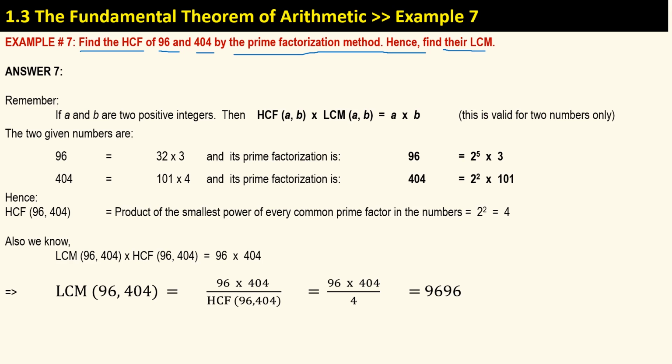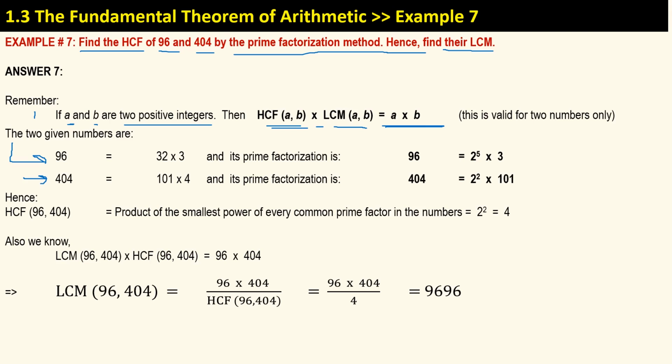Hence find their LCM. We have to remember that if A and B are two positive integers, then HCF of A and B multiplied by the LCM of A and B will be equal to the product of A and B. That is, for given two numbers, their HCF multiplied by their LCM is equal to their product. So now let's see, we are given two numbers, 96 and 404.